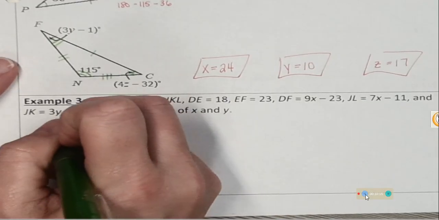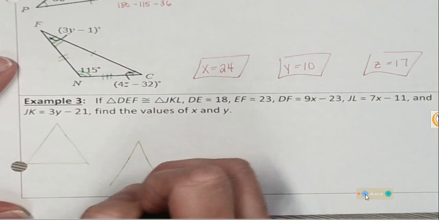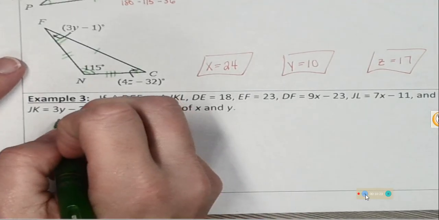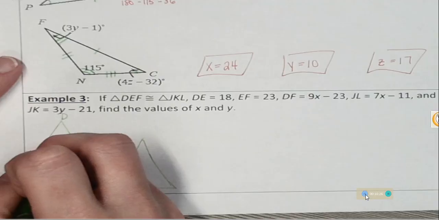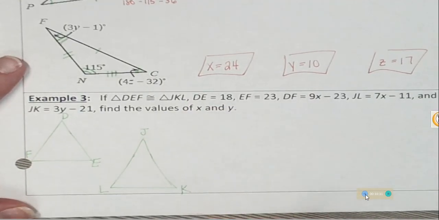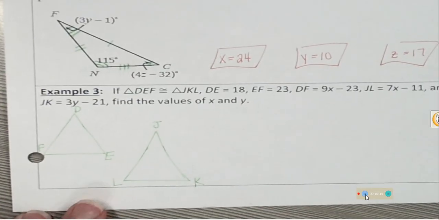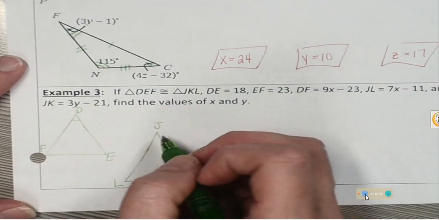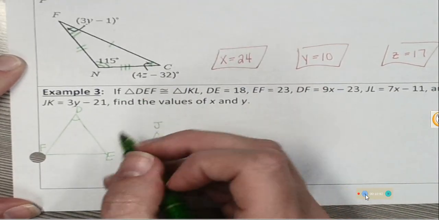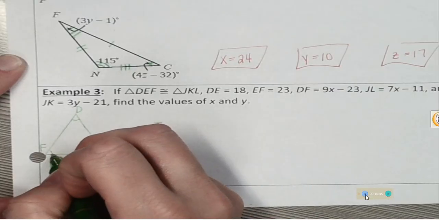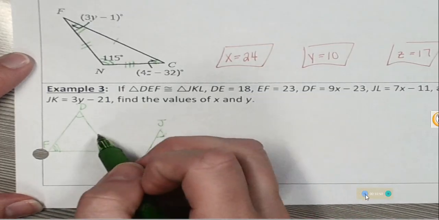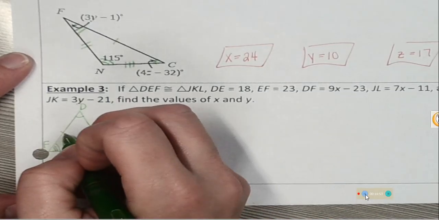I'll be honest with y'all. Every time I draw a triangle, I pretty much draw two equilateral-ish looking triangles, like these two. Here's what matters. If I call this D, E, F, I've got to make sure I name the other one J, K, L. So D is equal to J, E is equal to K, and F is equal to L. That means these two sides are congruent, these are congruent, and these are congruent.